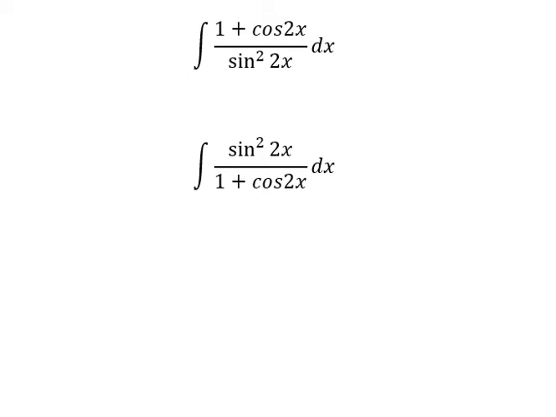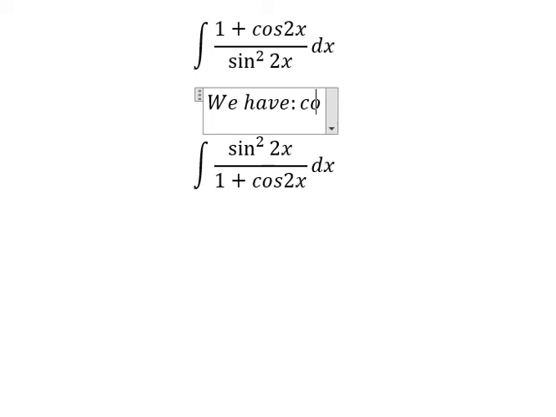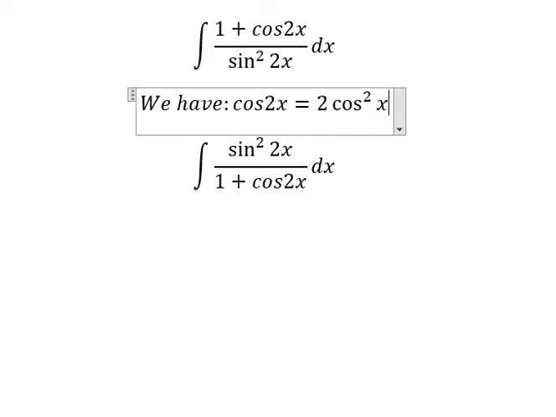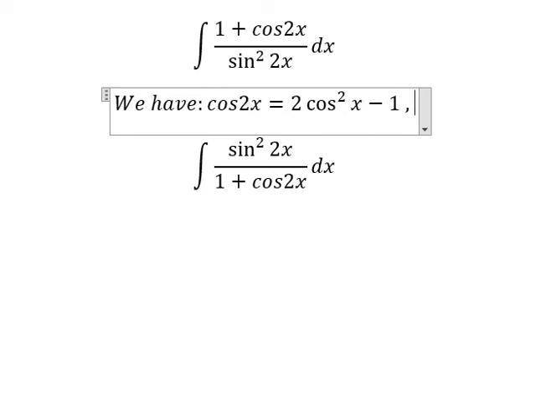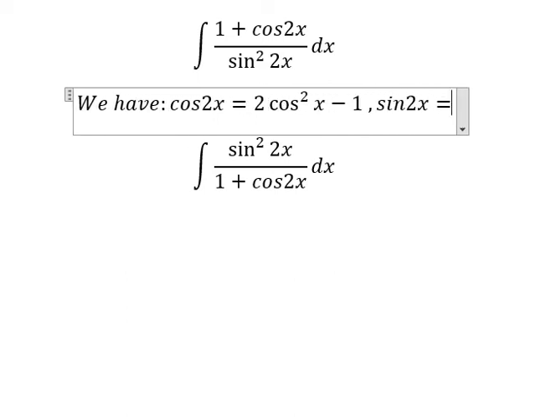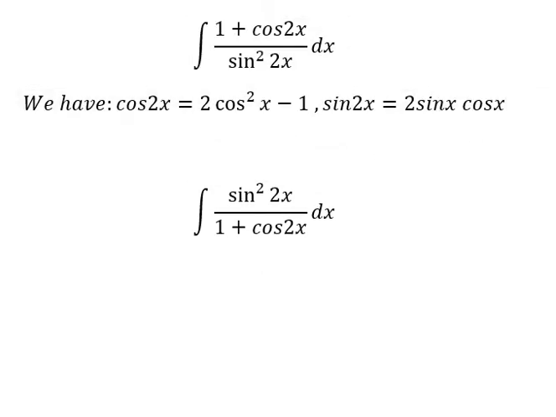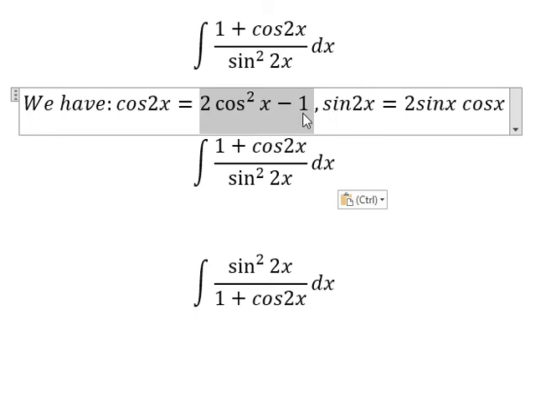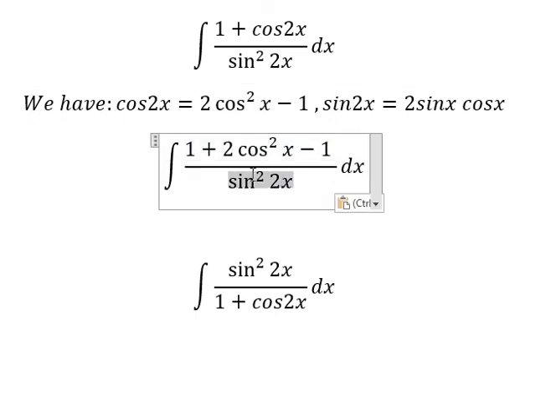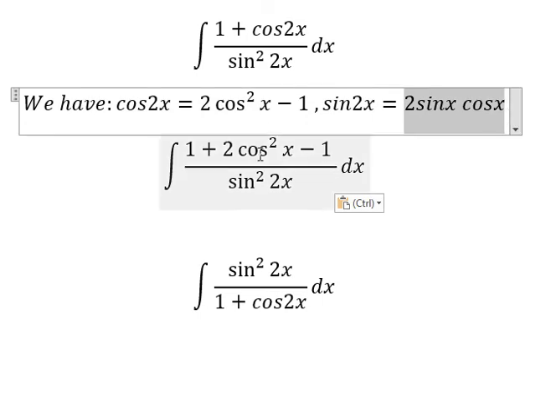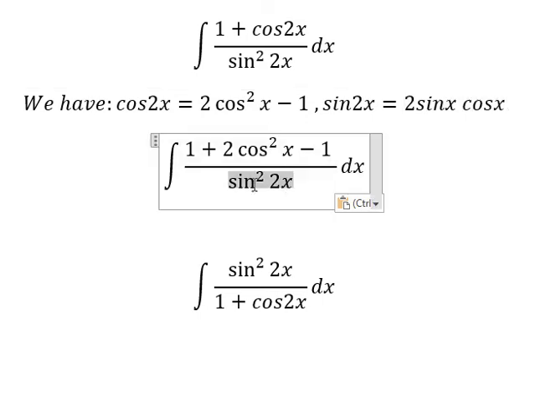We have the formula in here. Cosine 2x equals 2 cosine x squared minus 1, and sine 2x equals 2 sine x cosine x. So we need to put this one here, about sine 2x to the power of 2. That's about this one, but we have the power 2 in here, so we have 4 sine x squared cosine x squared.